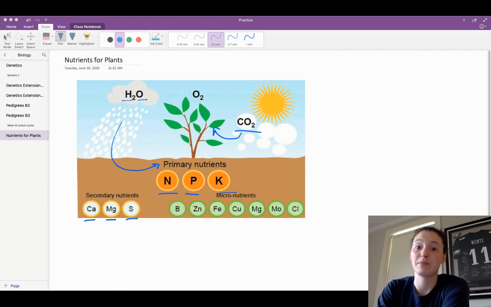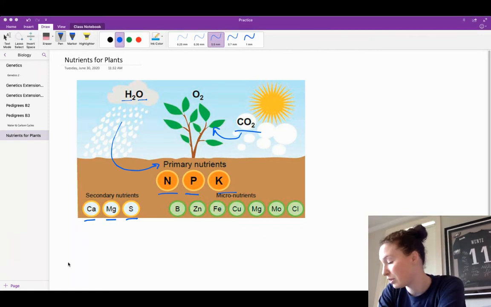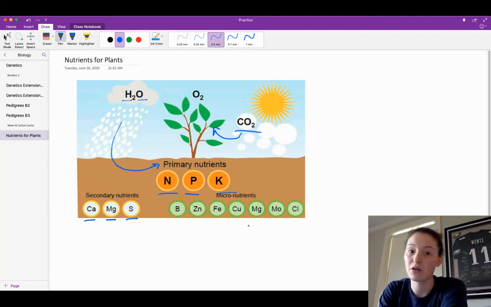This is a difference between humans and plants, certainly. Magnesium is a major component in chlorophyll, which is the pigment used in photosynthesis. Plants also have a bunch of micronutrients that you can see here in the bottom right of this image. I'm going to quickly run through a couple.